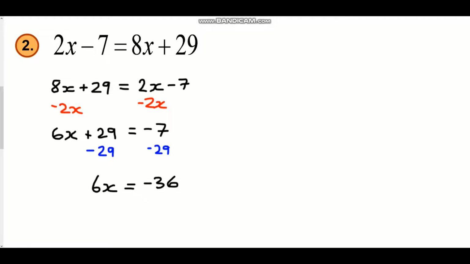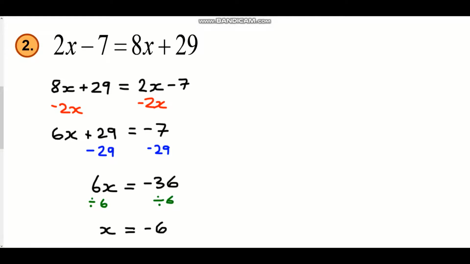Last little part of this, to get what 1x is, we need to divide by 6. And not just on one side, on both sides of the equation to keep it balanced. You're going to be bored of hearing "on both sides of the equation to keep it balanced" by the end of this video. 6 divided into negative 36 is negative 6.